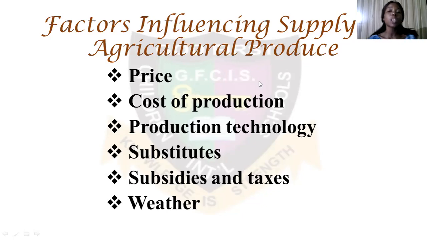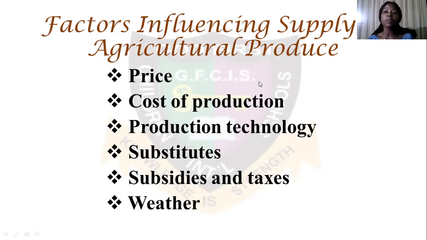Another factor is the presence of substitutes. For example, you can have in a market two varieties of beans, like I said before. The beans which is more costly in the market will be in more supply than the one that is of low price. So the presence of substitutes like that will determine the price of a commodity.